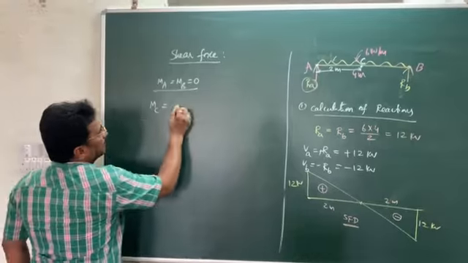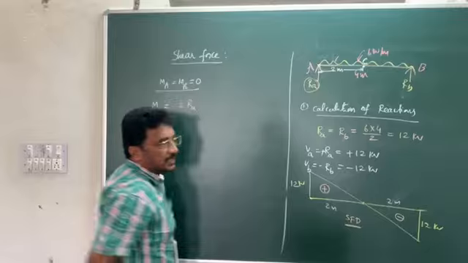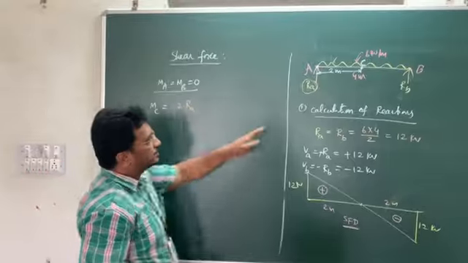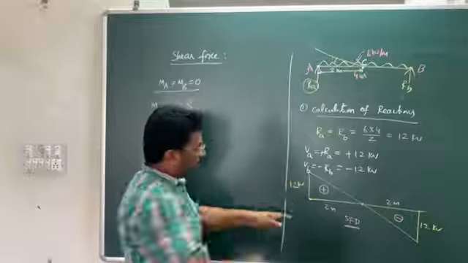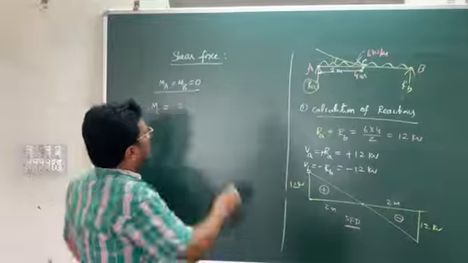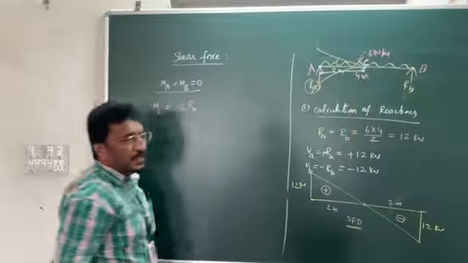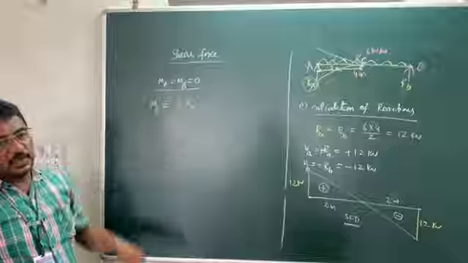Therefore, bending moment at C is equal to 2 into RA. RA into 2, that is the moment at C due to RA. That is going to be positive. Why is this moment caused by RA positive? RA is going to push the beam like this. Therefore, you get the sagging shape. Next one, the moment due to UDL. UDL is going to push the beam like this. Therefore, the moment caused by UDL will be negative. The moment caused by reaction is going to be positive.